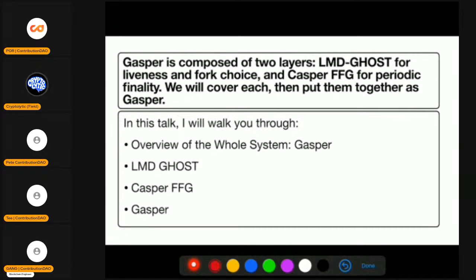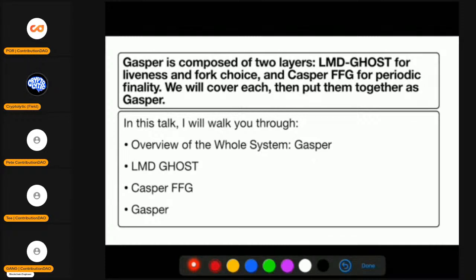Gasper is a combination of two sub-protocols. The first one is LMD GHOST, which acts like a backbone that provides liveness to Ethereum and allows Ethereum to have forks. Then we have a second layer on top of LMD GHOST, which is Casper FFG, which provides periodic finality to Ethereum. When you combine these two together, it becomes Gasper.